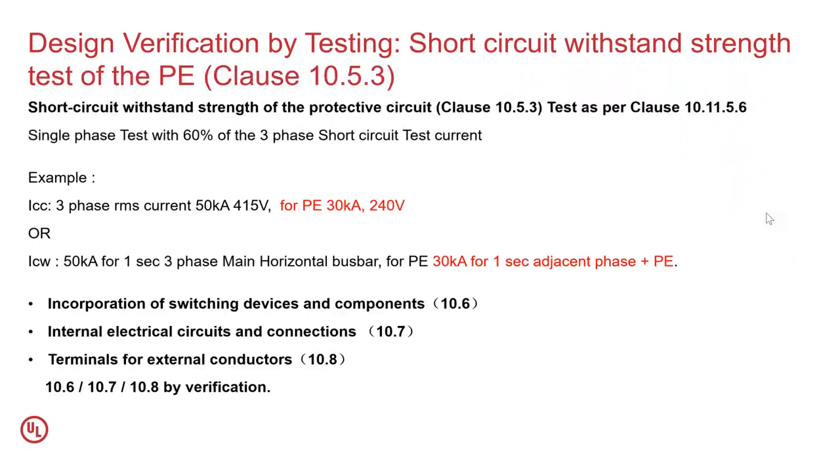Example, are you going to do conditional short circuit? You are done at three-phase 50 kA, 415 volts. For PE, you have to go with 60% of that, that is 30 kA, 240 volts. Or instead of ICC, you go with the short-time withstand current test, 50 kA for 1 second, three-phase. Then you do 30 kA for 1 second for the PE with the adjacent phase. Basically, 60% of the three-phase current you have to use for the testing of short circuit.